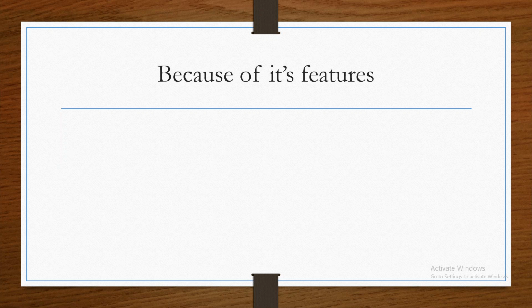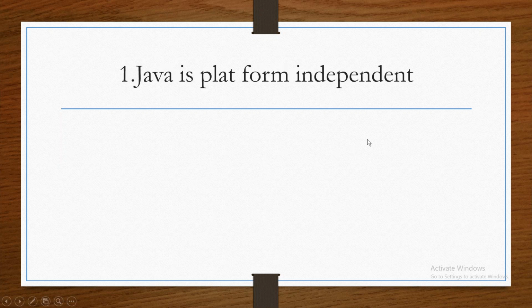So Java became so famous because of its features. Java having its own features, so it got famous because of some features. The best feature Java has, the first one, the best one, is that Java is platform independent.